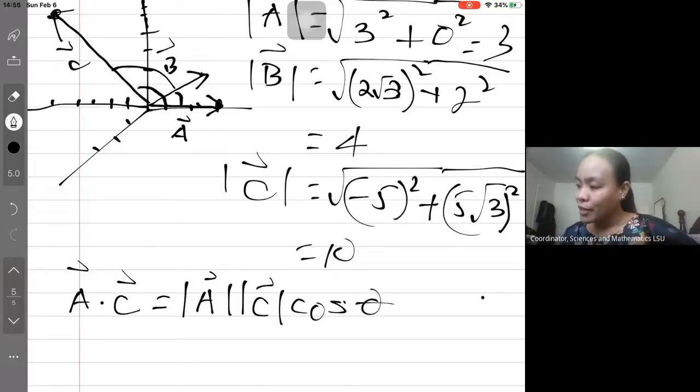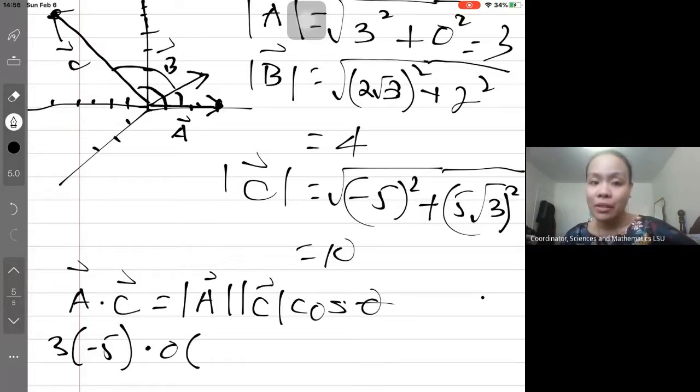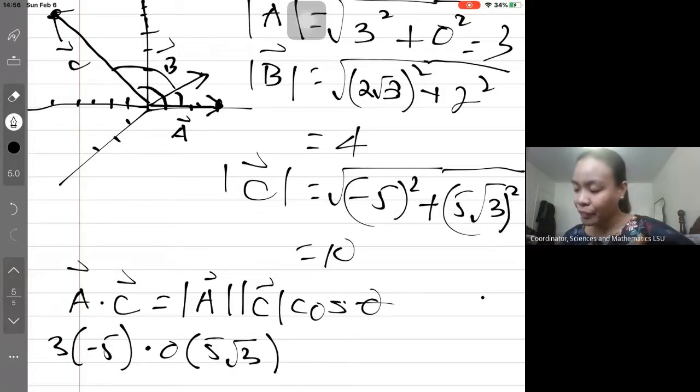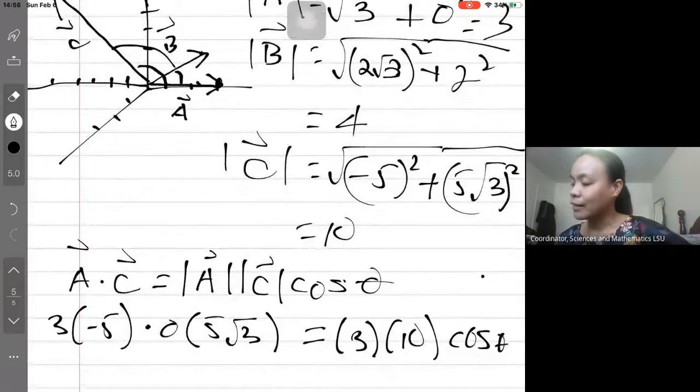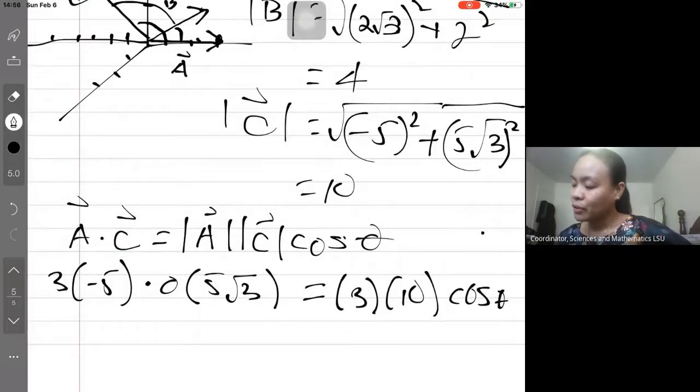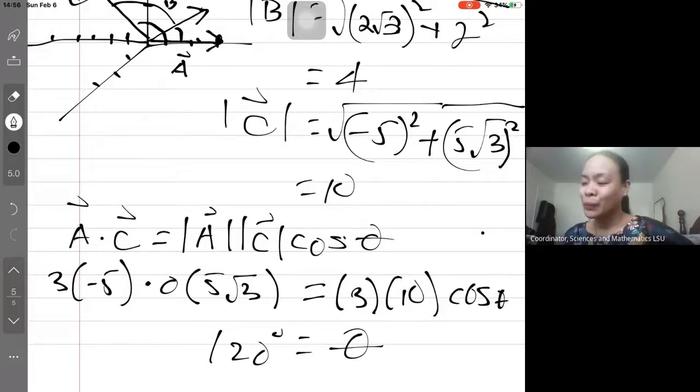All right, so for A dot C, for A, the X, or the i hat, is 3, and negative 5 for C. So you have 3 times negative 5, plus 0 times 5 square root of 3. And that would be equal to the magnitude of A, which is 3, and the magnitude of C is 10, times cosine theta. So theta is equal to 120 degrees. I don't have to show you how to solve for theta, because I know you already know how, since that is in your trigonometry.